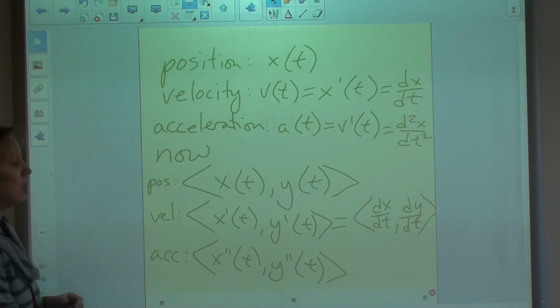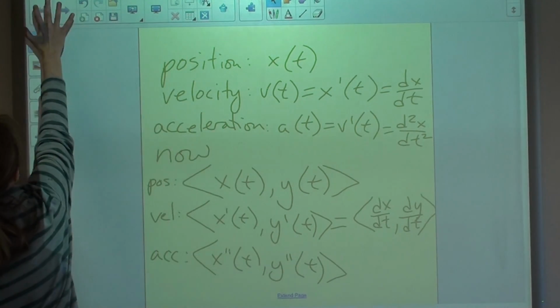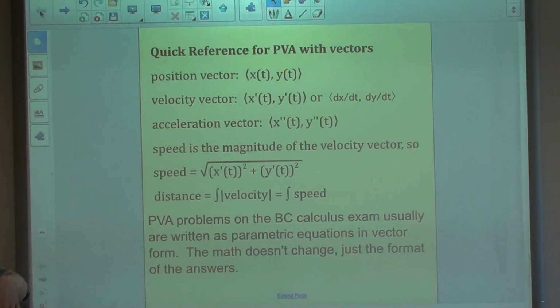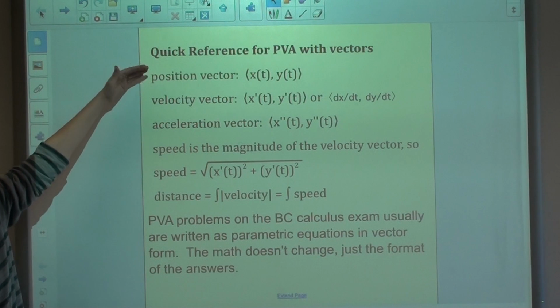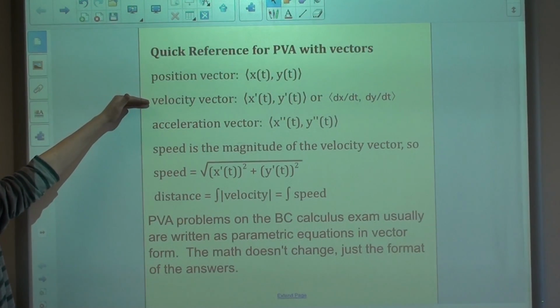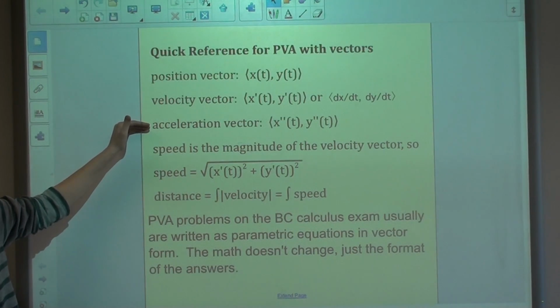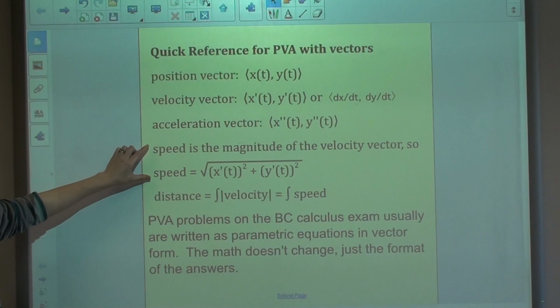Okay? All right, so now, so that's where we were, this is where we are. I'm going to go back to the beginning screen. So, quick reference, PVA with vectors. So you have a position vector, x, y. You have a velocity vector, x prime, y prime. You have an acceleration vector, x double prime, y double prime. This is some new stuff.